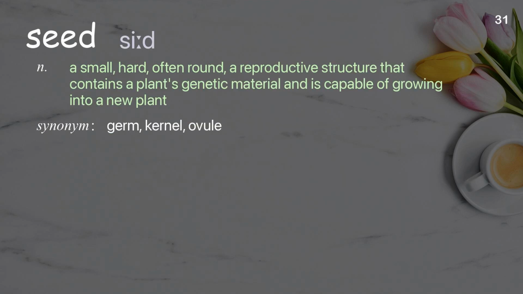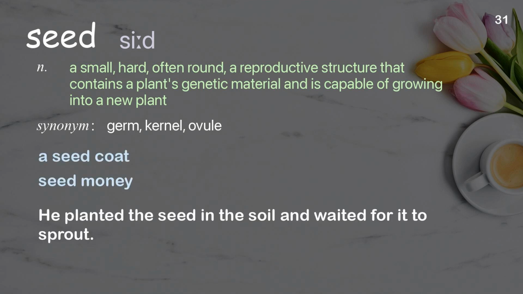Seed. A small, hard, often round, reproductive structure that contains a plant's genetic material and is capable of growing into a new plant. Examples: a seed coat. Seed money. He planted the seed in the soil and waited for it to sprout.